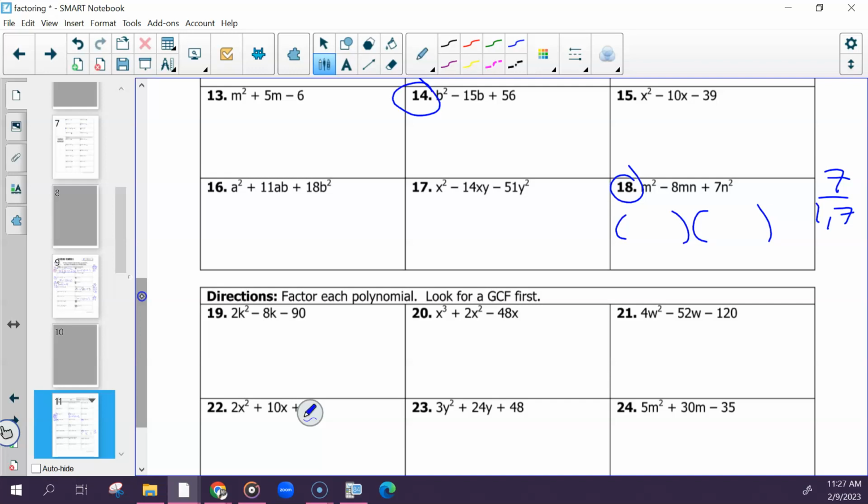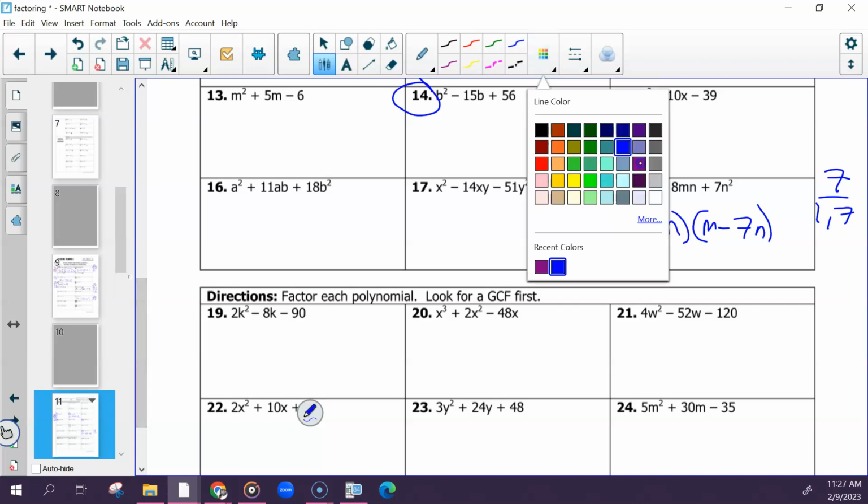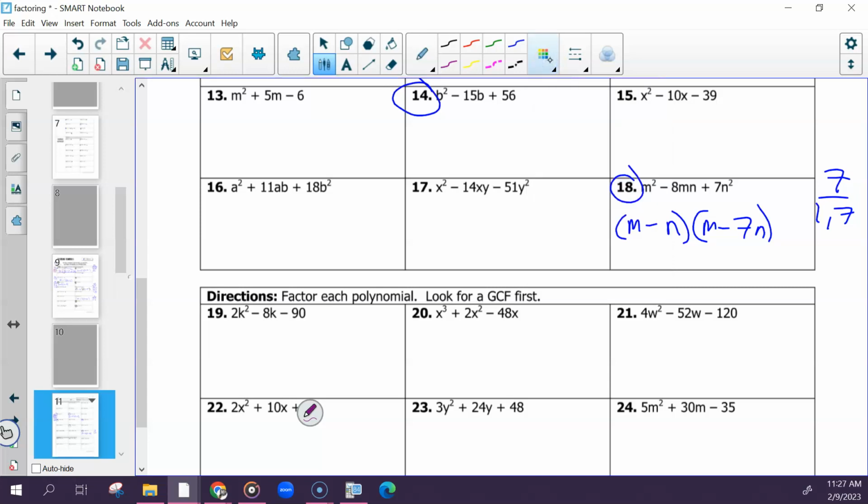I'm trying to make sure I'm doing this right first. M minus 1n and m minus 7n. So because of the two variables, you have to have them both, but they wouldn't be together. I am going to multiply this back out just to make sure I wrote that correctly.